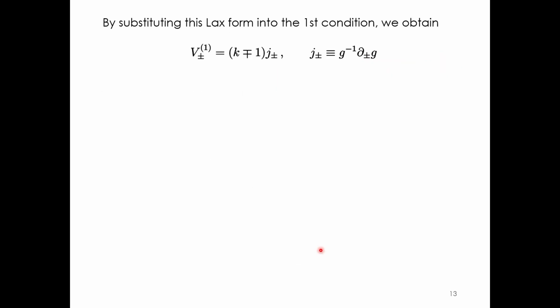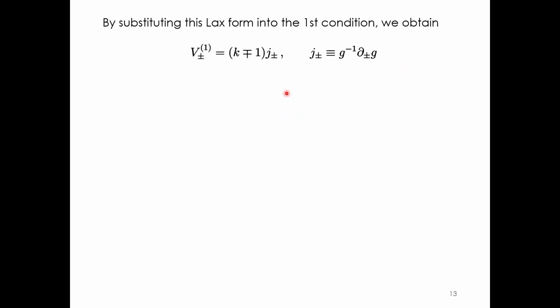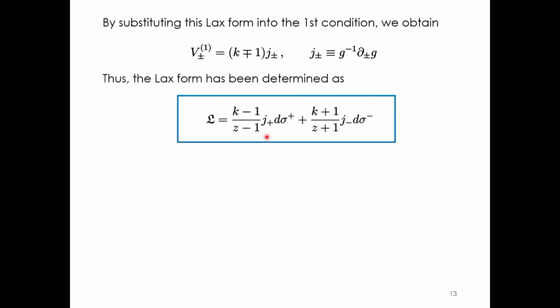So then, by substituting this Lax form to these first conditions, we obtained explicit form of v plus minus 1, like this. This small j is left invariant one form as usual. So then the Lax form has been completely determined like this. So this is nothing but the principal chiral model's Lax pair.